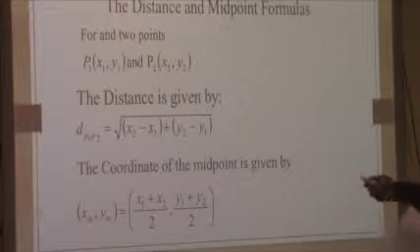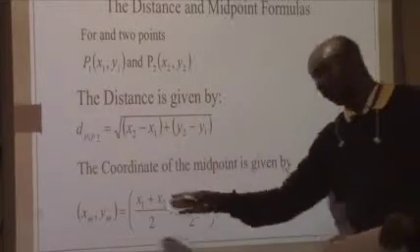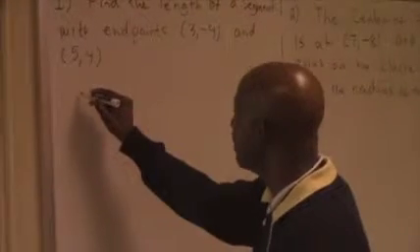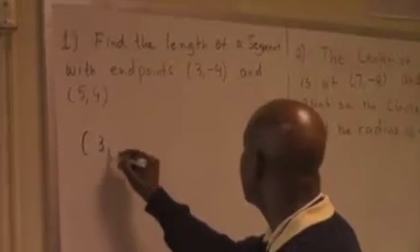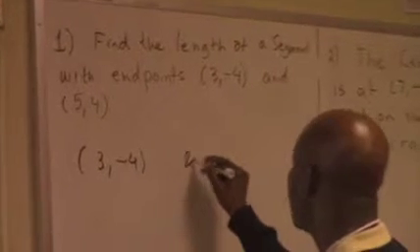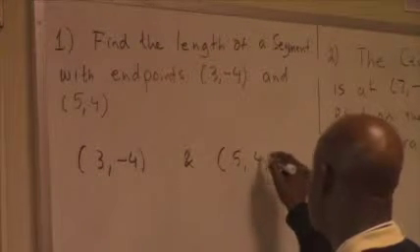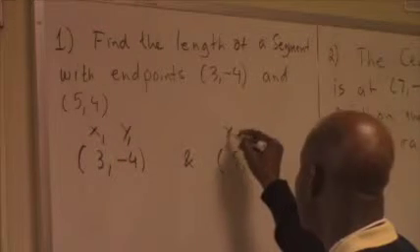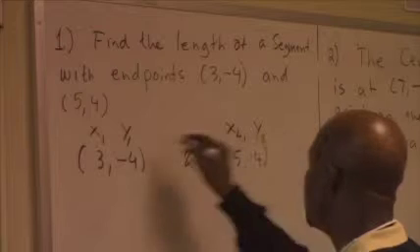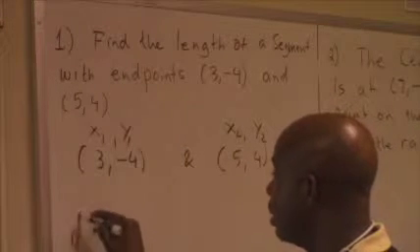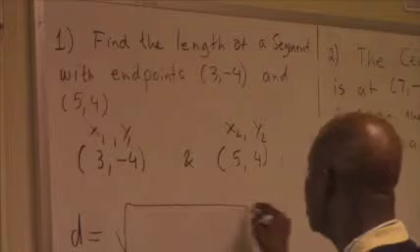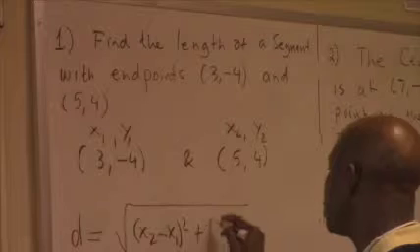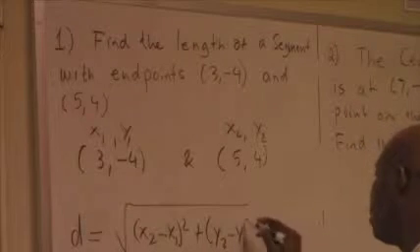Now, the coordinate of the midpoint is also given by this formula. Okay, we're going to insert the squares over there. So let's begin by writing, say, 3, -4, and we write the other point as 5, 4. Now, let's do some marking: x1, y1, x2, y2. Now, let's write the distance formula. We say the distance will be equal to the square root of x2 minus x1 squared plus y2 minus y1 squared.